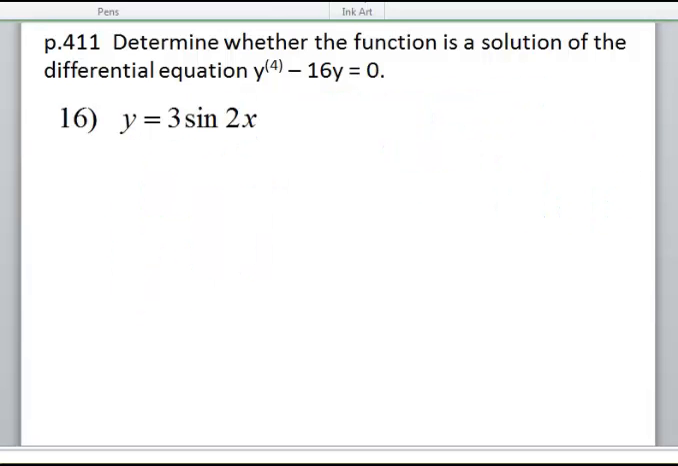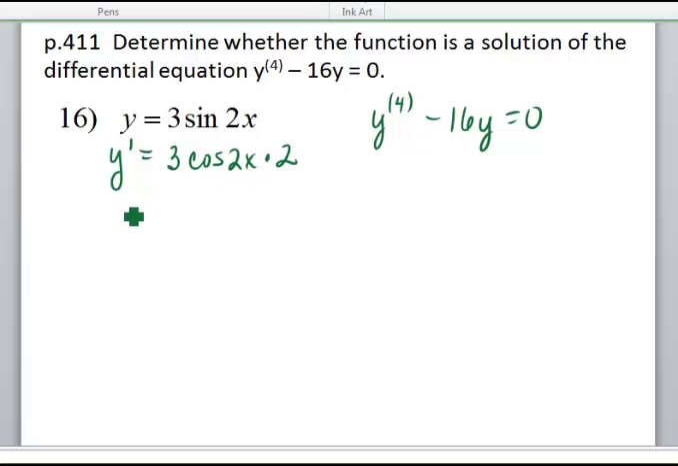On the next problem, we're doing the same thing. We're going to determine whether the following function is a solution to the fourth derivative minus 16y. So when I find the first derivative here, I have 3 cosine of 2x times 2. So that actually makes my first derivative read 6 cosine of 2x.